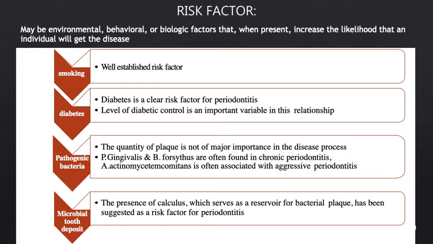Next is microbial tooth deposits. Calculus is one of the reservoirs for bacterial plaque to accumulate onto the tooth surface, which is suggested as a risk factor for periodontitis. But mere presence of calculus will not induce periodontal disease. It is the plaque which accumulates over the calculus which is going to induce the periodontal disease.